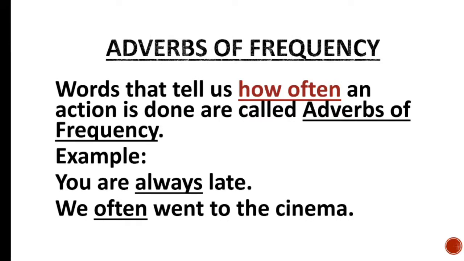Adverbs of frequency. Words that tell us how often an action is done are called adverbs of frequency. For example, you are always late. We often go to the cinema. So words which tell us how often, how regularly or never, all these things show us how often the action is done, the work is done.